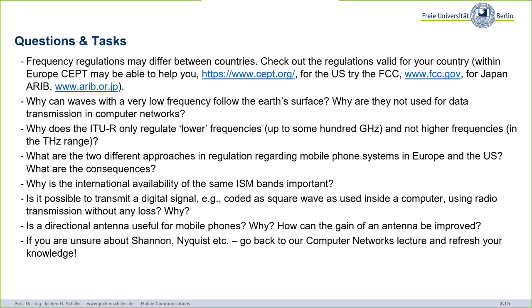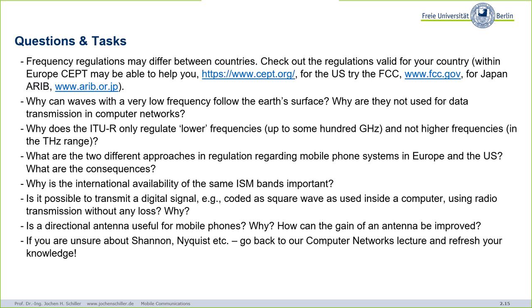Yeah, exactly. So one of the answers, because they are longer than high waves. Yeah, so the wavelength is longer. And if you have this low frequency, long waves, those waves are called surface waves. And the higher frequencies, so if you have higher frequencies, you have reflections at the ionosphere. And then the waves basically bounce back to Earth, especially at night.